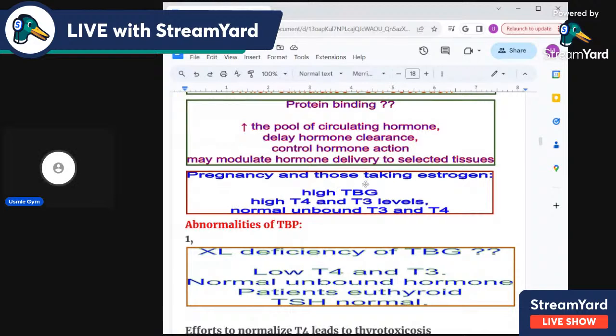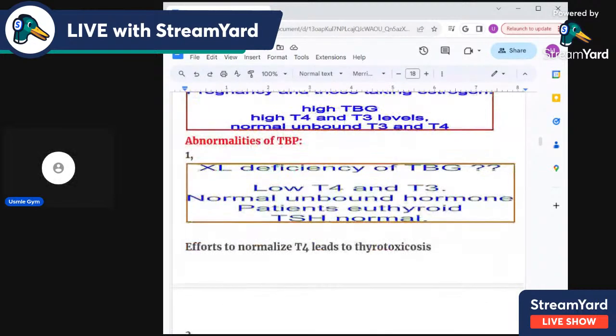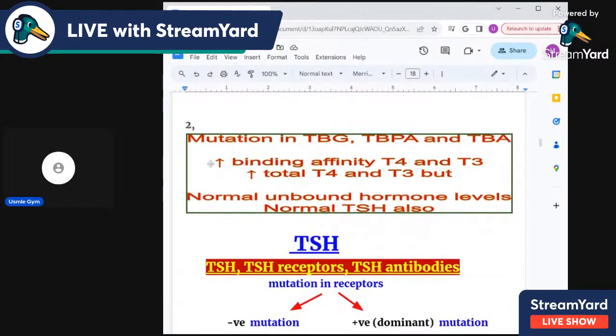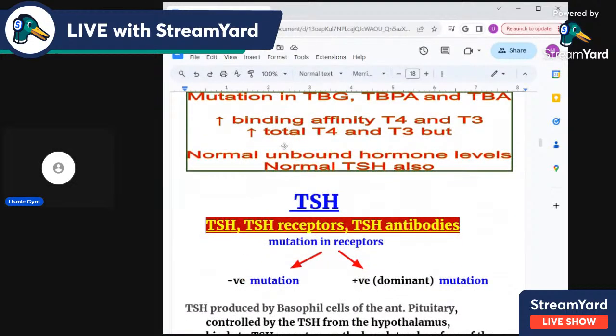Pregnancy and taking estrogen increase TBG, and then there are abnormalities of thyroid binding protein. There may be an X-linked deficiency of TBG, or there may be a mutation in the TBG that leads to increased binding, with normal free hormone levels and a normal TSH.